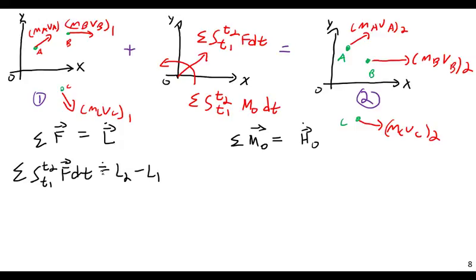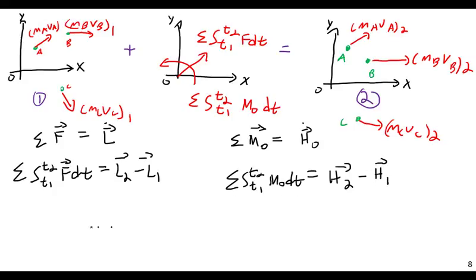So instead of looking at a rate, if I integrate this across time, the rate just transforms into a change in angular or linear momentum. And I can do the same here, integrating. The summation from T1 to T2 of MO dt is equal to no longer the rate of change in angular momentum, but simply the difference in angular momentum, H2 minus H1.